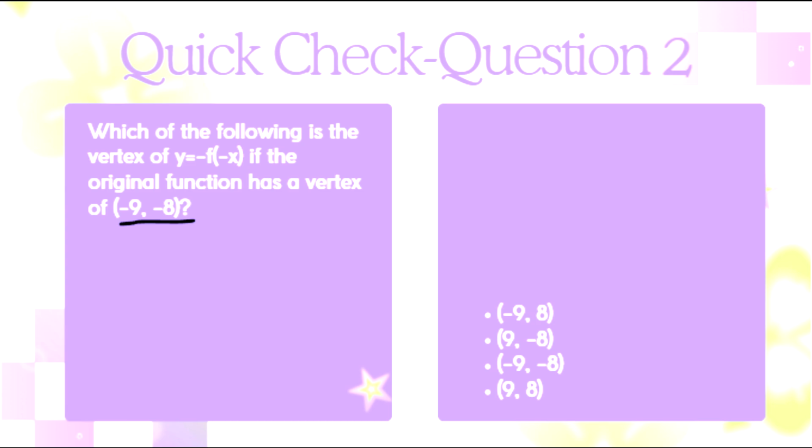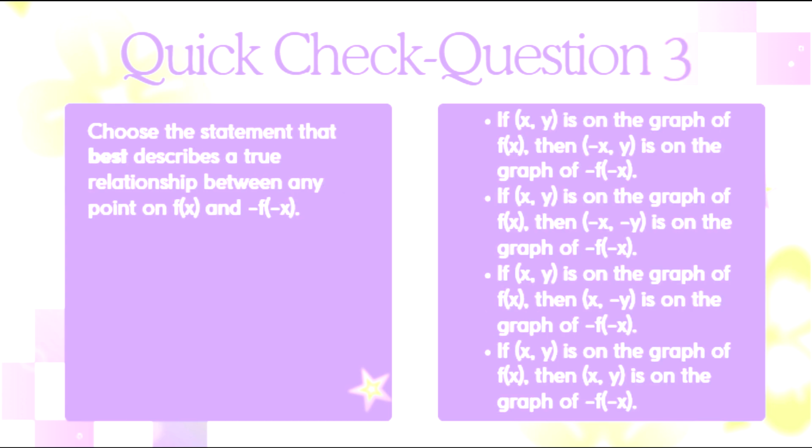Quick check question number 3. Choose the statement that best describes a true relationship between any point on f of x and negative f of negative x. So if you have x, y on the graph f of x, then what are you going to have on the graph negative f of negative x? You should know this by now.